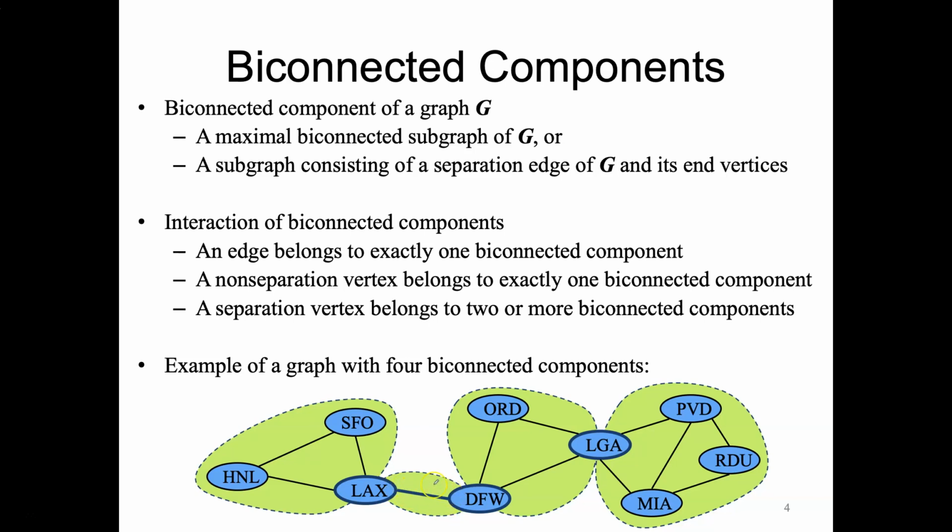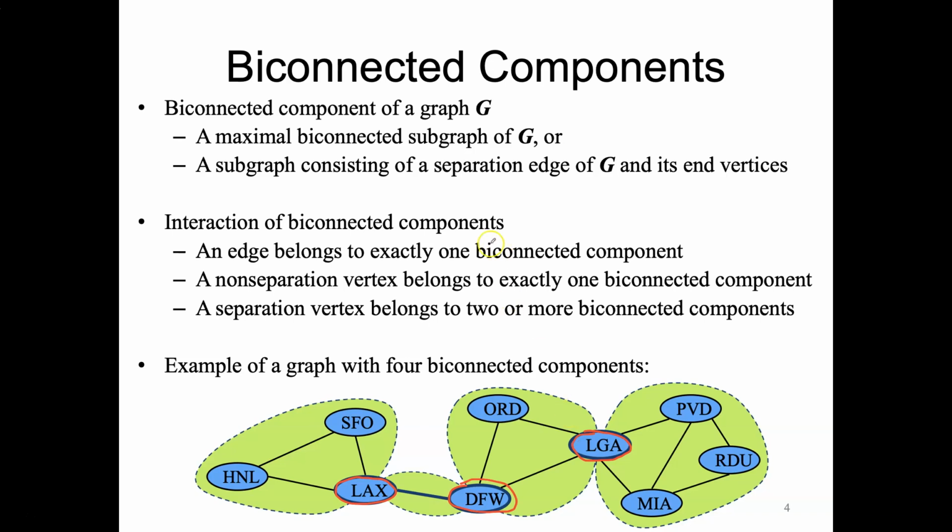Notice that any edge belongs to exactly one biconnected component. If we have a non-separation vertex, for example SFO, then it belongs to exactly one biconnected component. But if we have a separation vertex, like LAX, DFW, and LGA, then these belong to two or more biconnected components. So our goal is to figure out how to find these biconnected components.